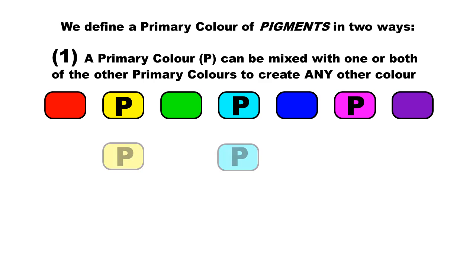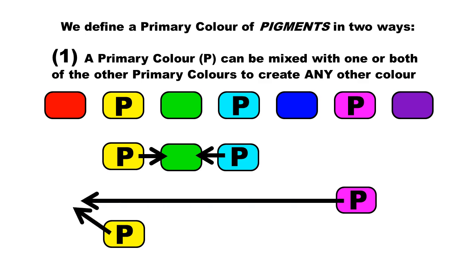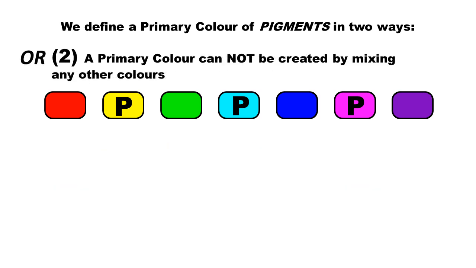For example, mixing yellow and cyan pigments would make green, and mixing yellow and magenta pigments would make red. Or we can say that a primary colour cannot be created by mixing any other colours.